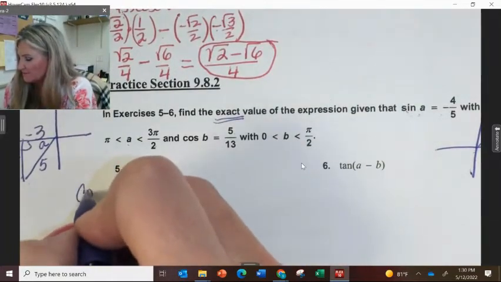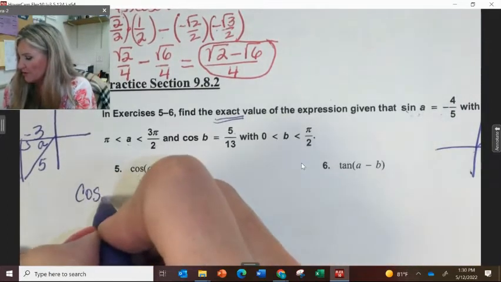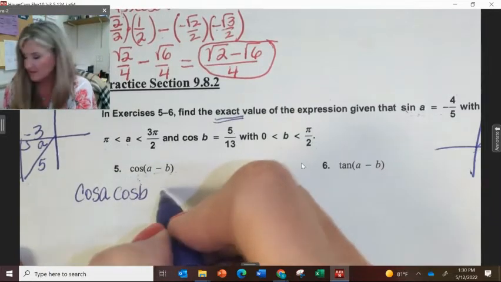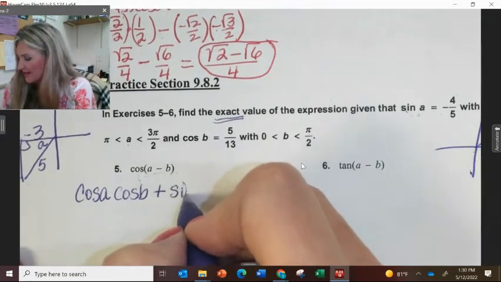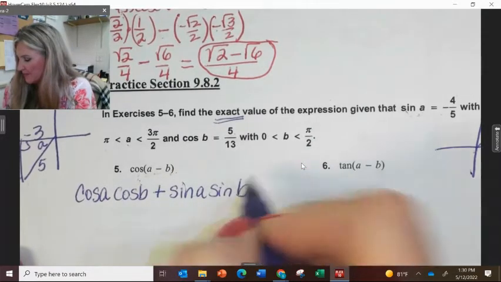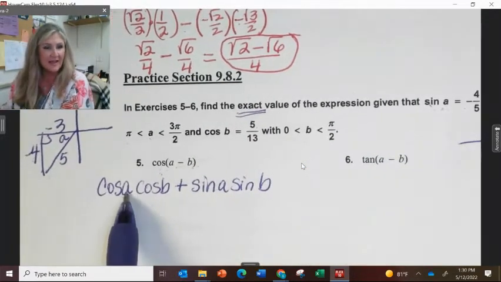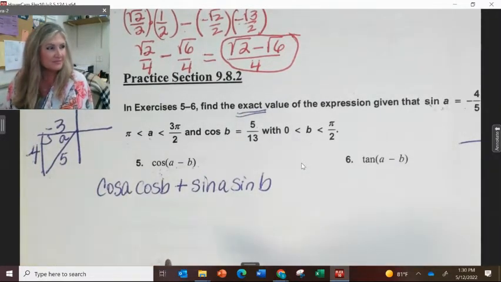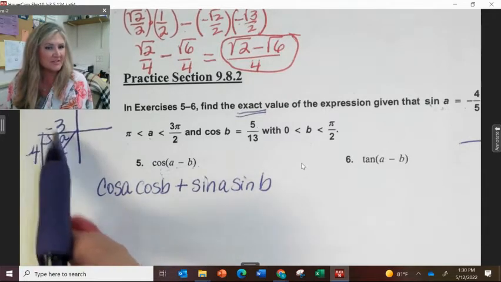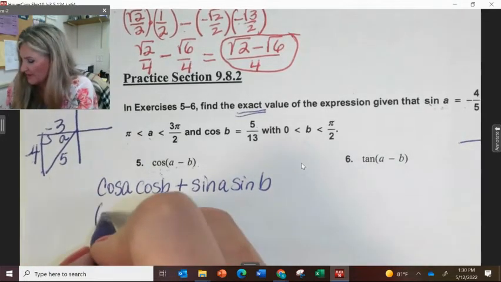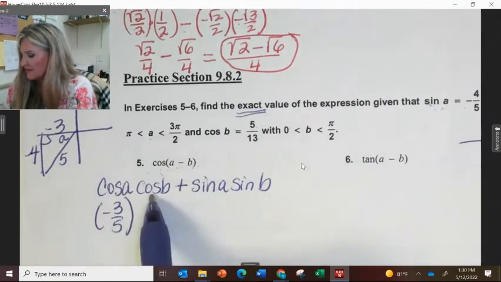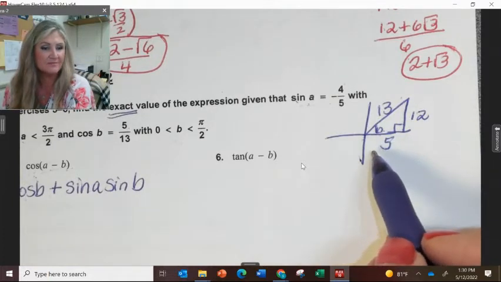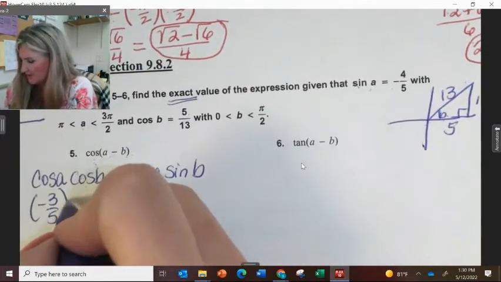How does this start? It goes cosine A, cosine B. And then is it minus or plus? Plus, and then it goes sine A, sine B. So I'm going to have to use my angle A, and I'm going to find the cosine of angle A. What is that cosine? Here's angle A, guys. What's the cosine? Negative 3/5, right? What is the cosine of angle B? Come over to this triangle now, because we're using the B triangle. 5 over 13.